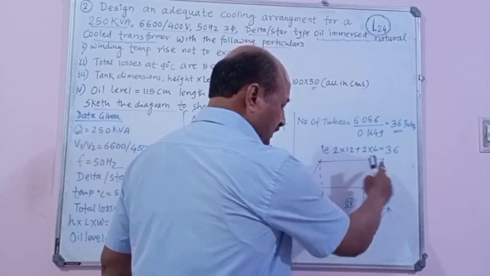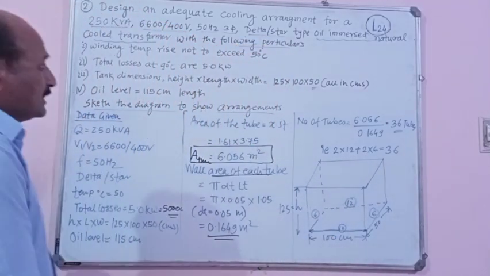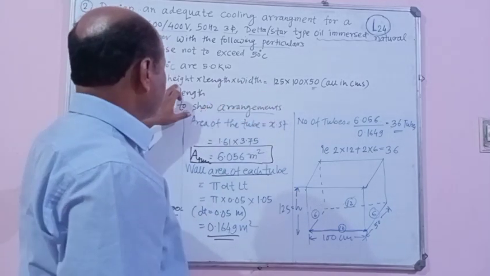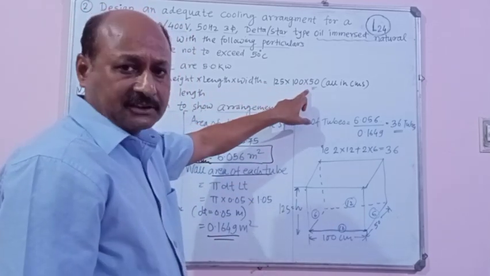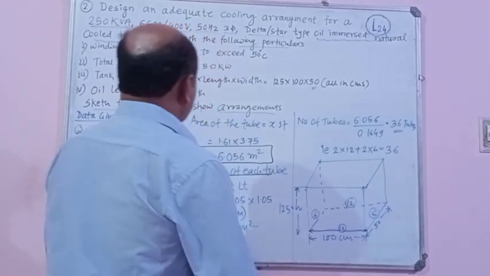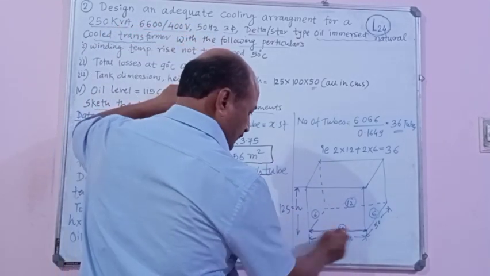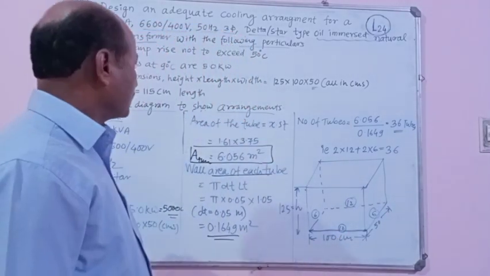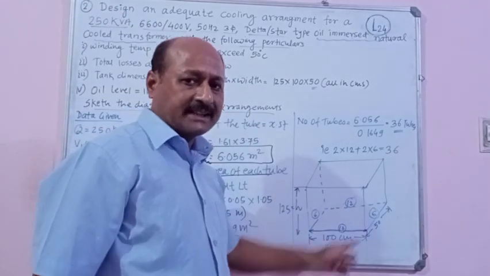So first of all, draw the transformer tank. We have the dimension of the transformer tank: height equals 125 centimeter, length equals 100 centimeter, and width equals 50 centimeter. So height, length and width, by using this dimension you have to draw the tank.